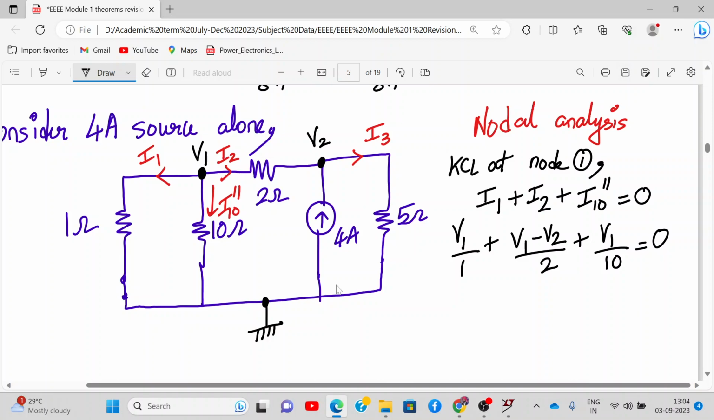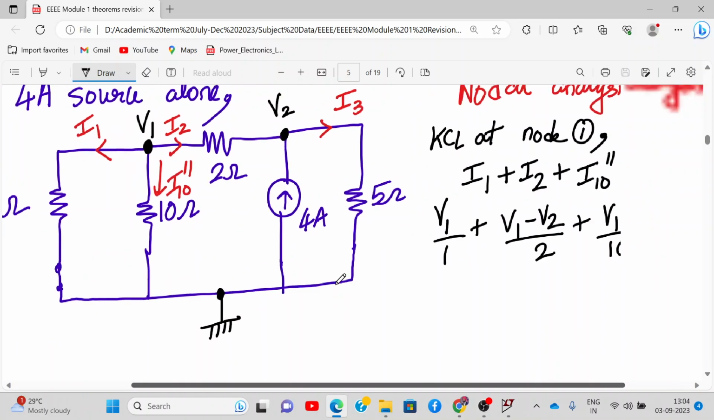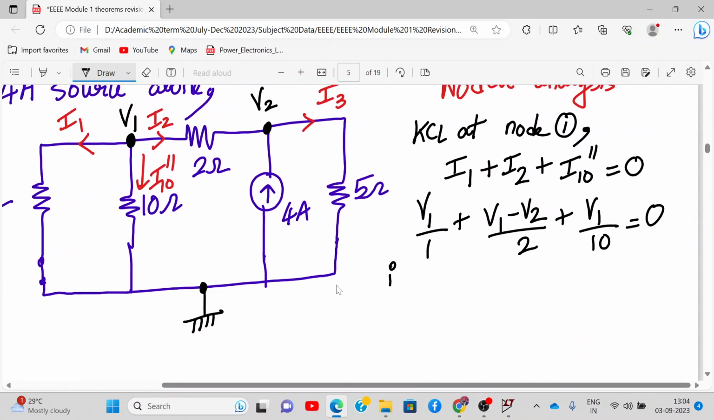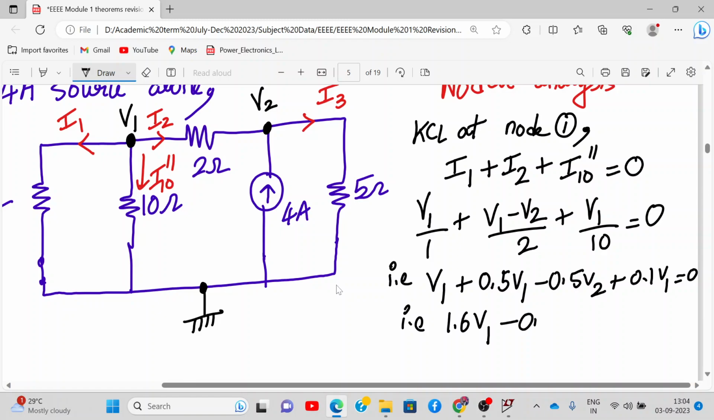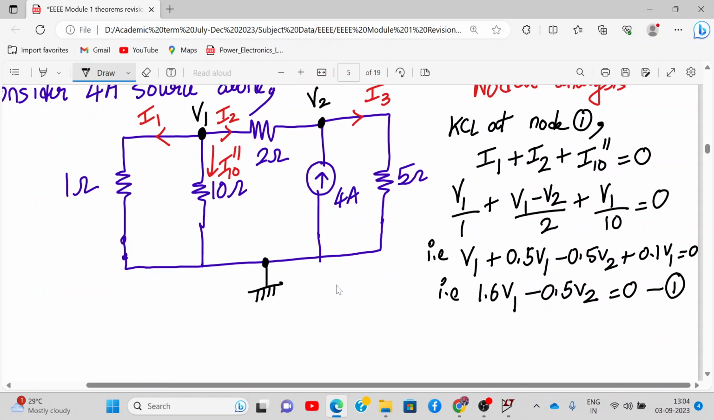Yes. Same technique, but the simplified method is this. You don't solve it further, you keep it in fractional form only. So you write V1 plus, don't write V1 by 2, write it as 0.5 V1 minus 0.5 V2, and 1 by 10 is 0.1 V1. Write it in this form. So you club all the terms of V1 together, what do we get? 1.6 V1 minus 0.5 V2 is equal to 0. Call this equation number 1. Okay.